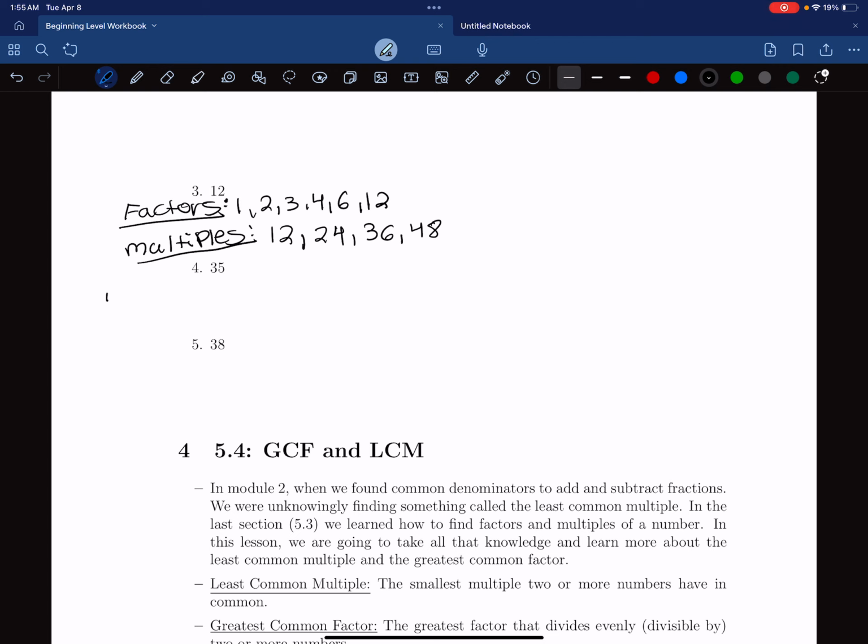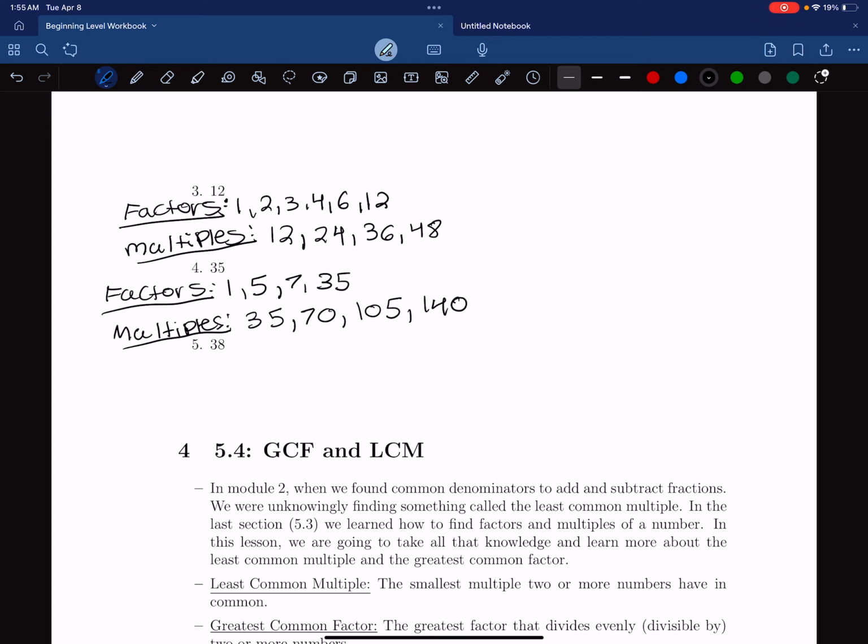And looking at example 4, pause the video, try this on your own, and assuming you have tried this on your own, let's work through it together. So our factors of 35 are going to be 1, 5, 7, and 35. And then our multiples, or our first 4 multiples, I should say, are going to be 35. 35 plus 35 is 70. 70 plus 35 is 105. And 105 plus 35 is 140.